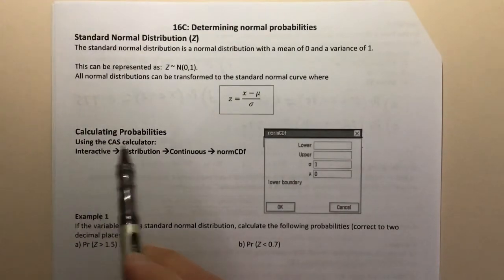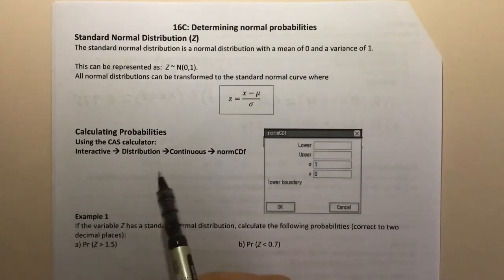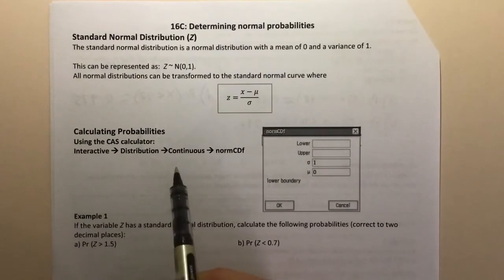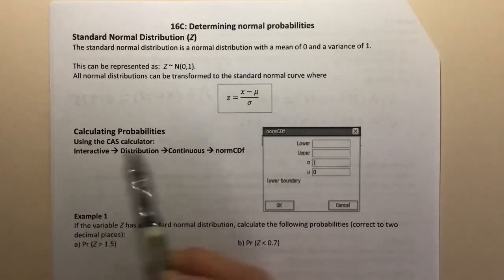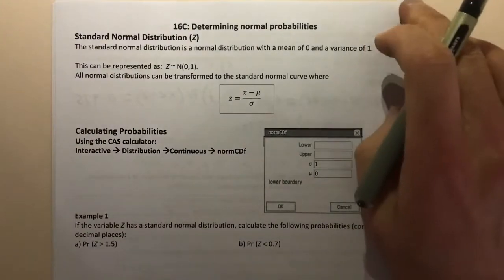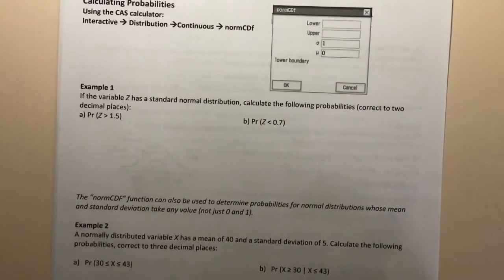When we come to calculate exact probabilities associated with normal distributions, the function that you're looking for is called norm CDF, and we get there using interactive, distribution, continuous, norm CDF. So this is a good thing to highlight and have in your summary book. But as you get to practice it more and more throughout the topic, you're going to remember where that is anyway. All right, let's have a look at a couple of examples of putting this into place.